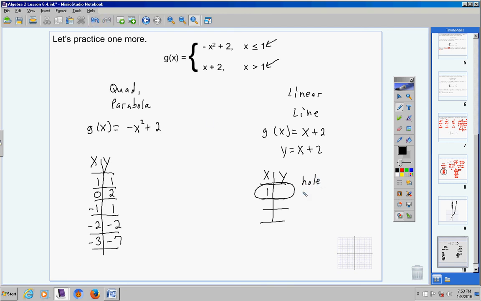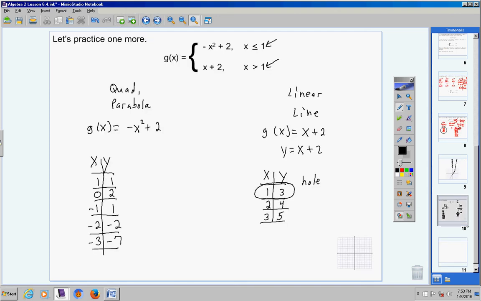Alright? So, now I want all values greater than 1. So 1, then 2, then 3. So, substitute 1 in for x. 1 plus 2 is 3. Substitute 2 in for x, 2 plus 2 is 4. Substitute 3 in for x, 3 plus 2 is 5. There we go, guys. Really not too difficult at all, okay?